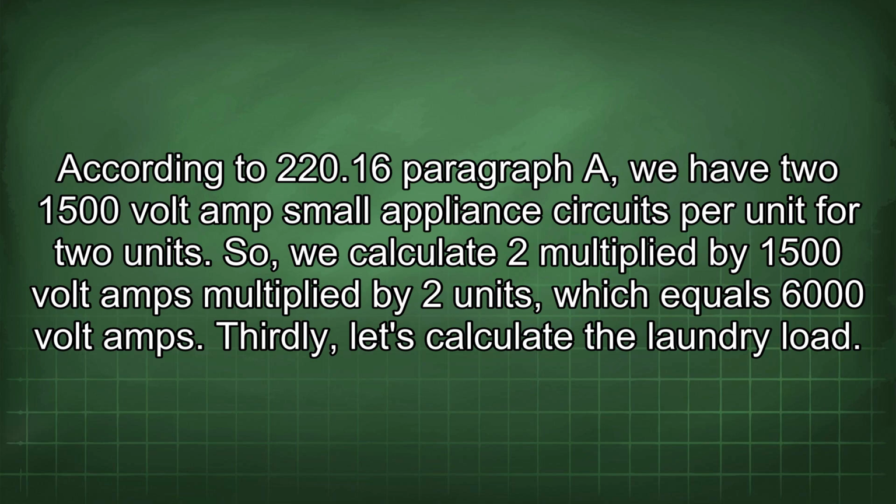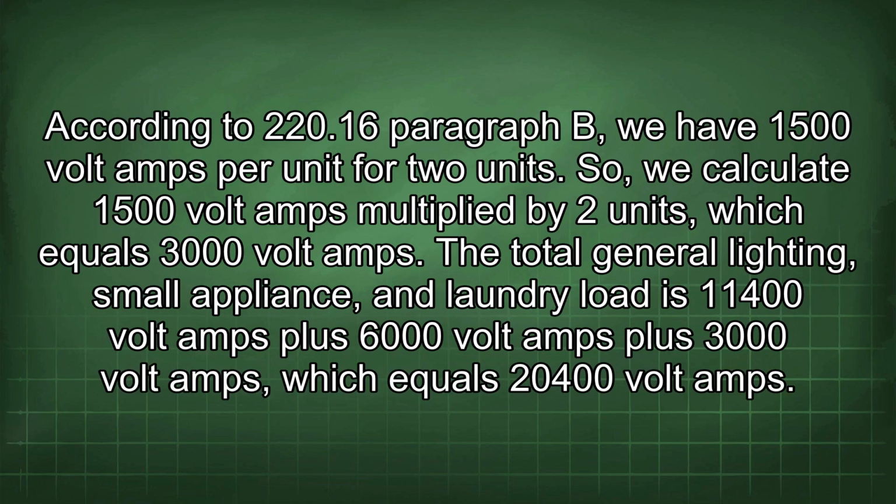Secondly, let's calculate the small appliance load. According to 220.16 paragraph A, we have two 1500 volt amp small appliance circuits per unit for 2 units. So, we calculate 2 multiplied by 1500 volt amps multiplied by 2 units, which equals 6,000 volt amps. Thirdly, let's calculate the laundry load. According to 220.16 paragraph B, we have 1500 volt amps per unit for 2 units. So, we calculate 1500 volt amps multiplied by 2 units, which equals 3000 volt amps. The total general lighting, small appliance, and laundry load is 11,400 plus 6,000 plus 3,000 volt amps, which equals 20,400 volt amps.